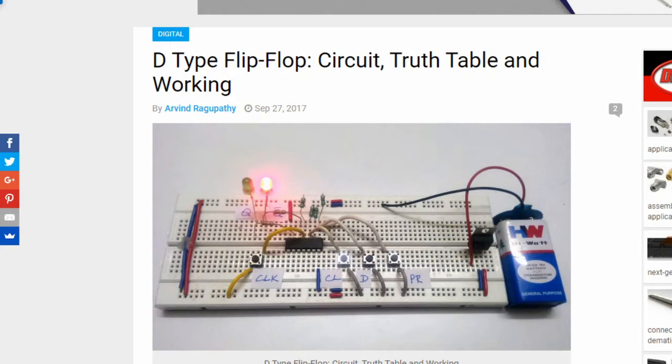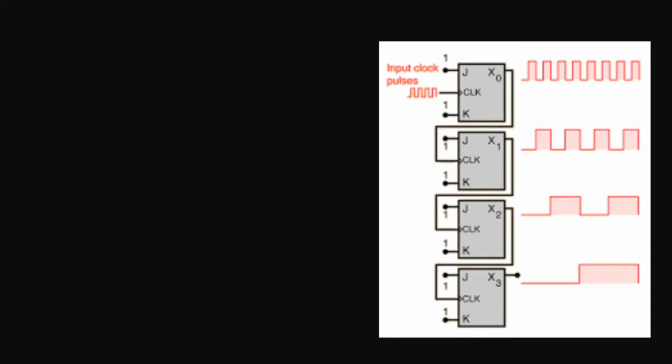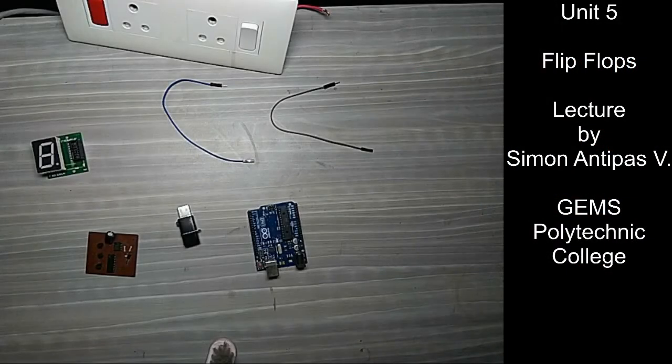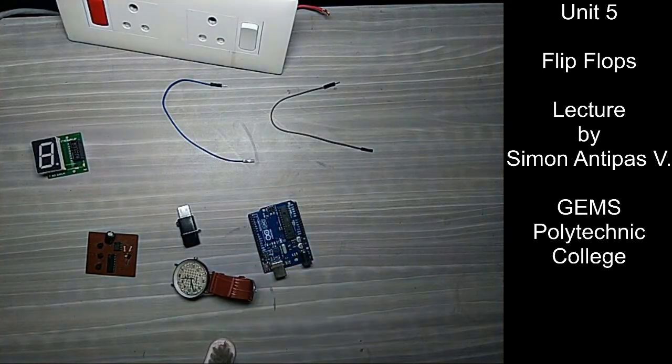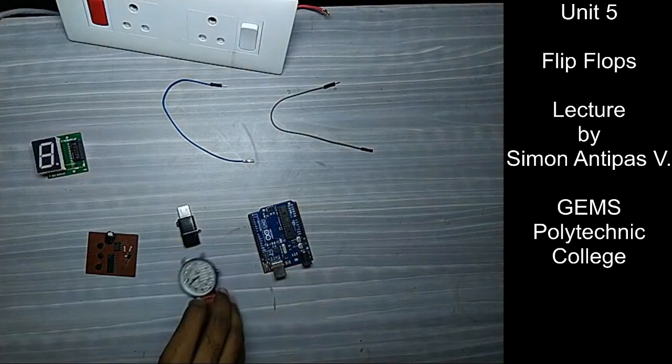Okay, let's look at an application. Now, talking about our quartz crystal, we talked about the frequency of the clock crystal. Let's go back and look. So this precisely takes 1 second.